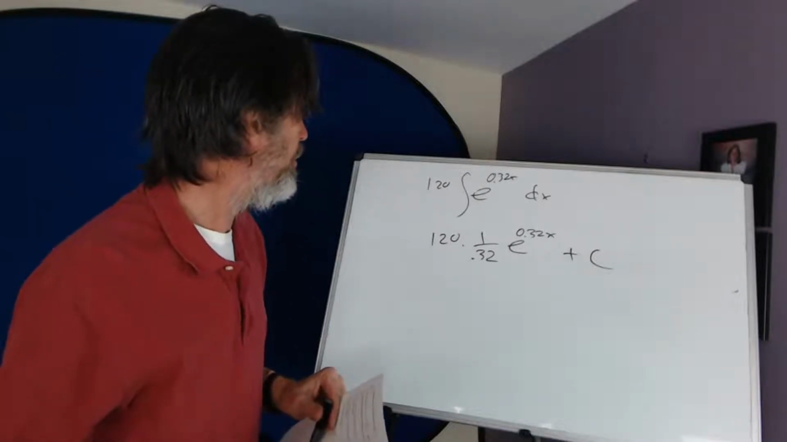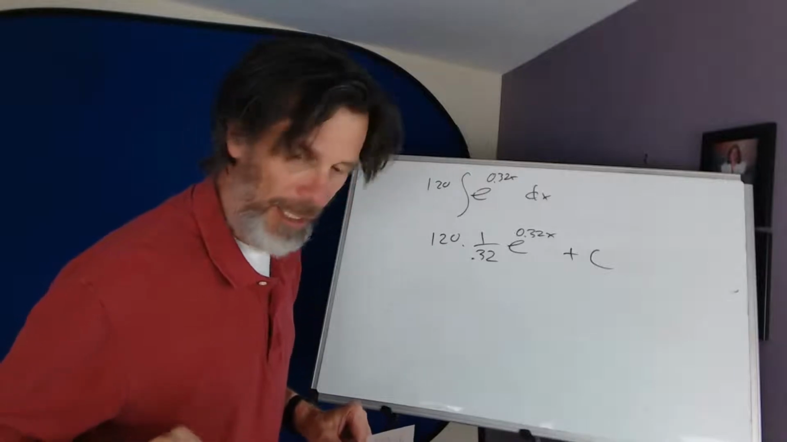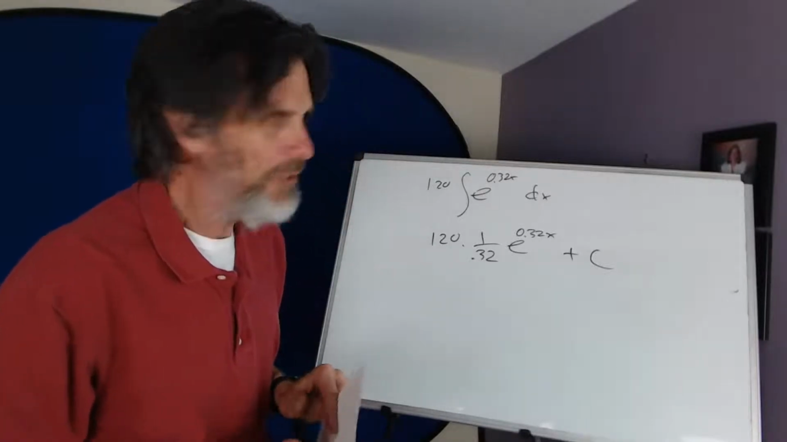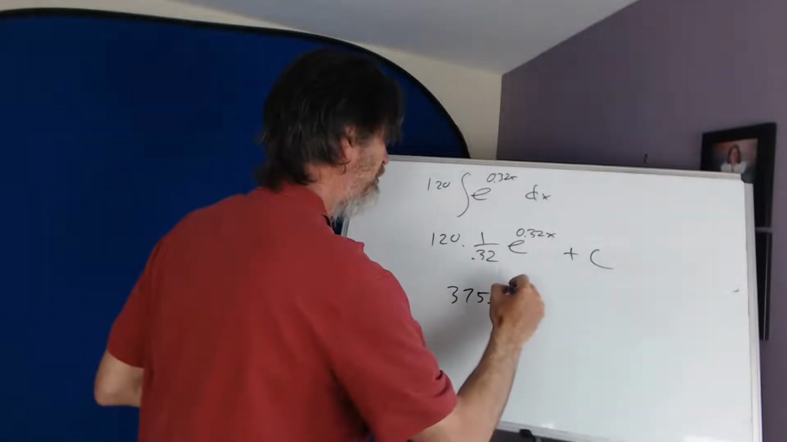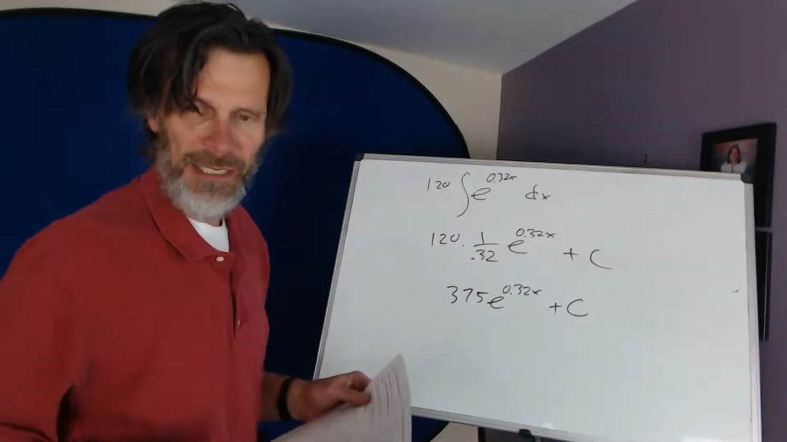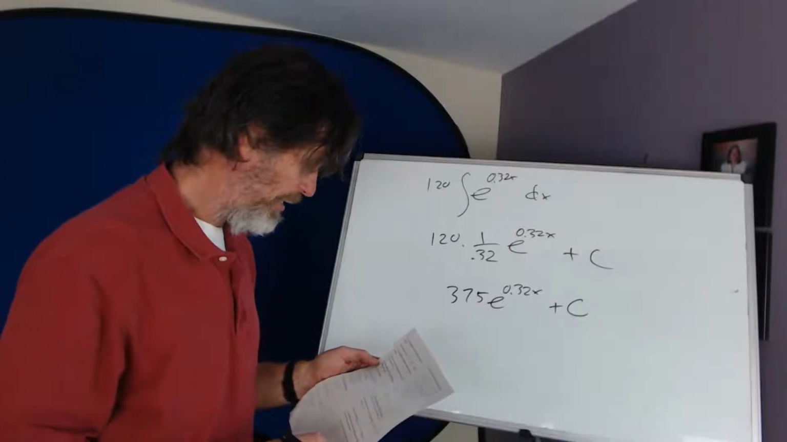I can do this on my calculator. 120 divided by 0.32 is 375. Nice. So 375 e to the 0.32x plus c. There's the antiderivative. On to the next one.